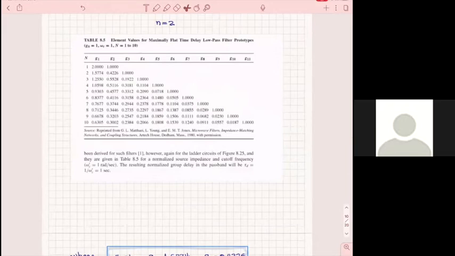Also be careful which table you read, because the tables are for different filters. For element values for maximally flat filter, they're given here. The tables that you will see in another example for equal ripple, or what we call Chebyshev, are different. They're not the same. And G0 is not included because it's always 1. Also, do you see the last element here, which is 1? It is not part of the order.